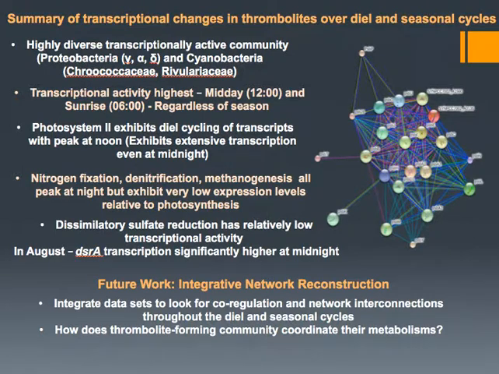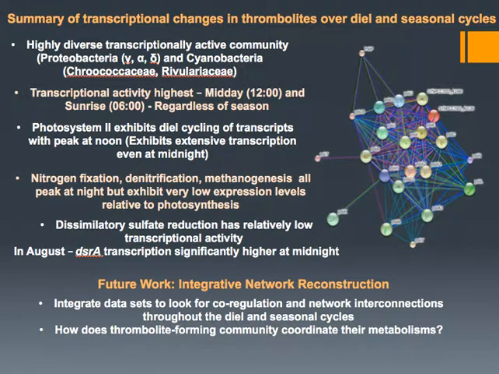So in summary, when I look at this data set of transcriptional changes, and I actually go through all the different time points, not just the August one that I showed you in the last slide, we really see a highly diverse, transcriptionally active community. They're very dynamic, with most of the cells belonging to the proteobacteria and the cyanobacteria, specifically groups of coccoid cyanobacteria and Rivulariaceae. Rivulariaceae is the family that Dicothrix belongs to.